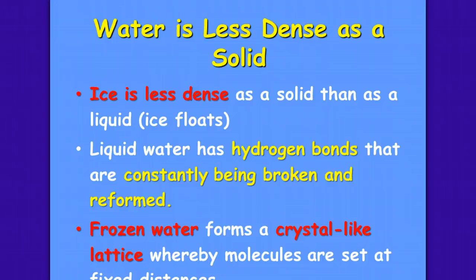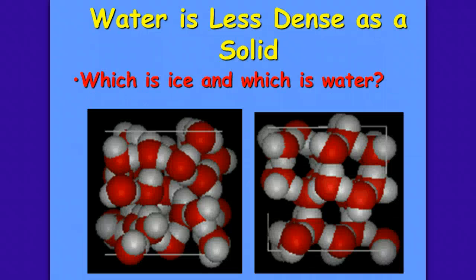Liquid water has hydrogen bonds that are constantly being broken and reformed. Frozen water forms a crystal-like lattice-type structure whereby the molecules are set at fixed distances. I apologize because I know you can't see the fixed distances at the bottom very well, but it's in your packet. Now, which one of these is ice and which one is water?